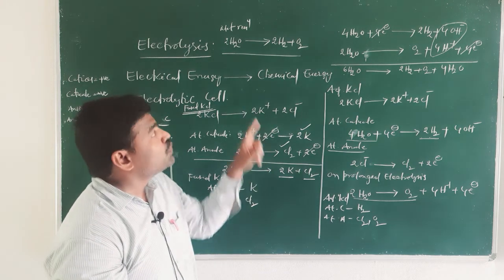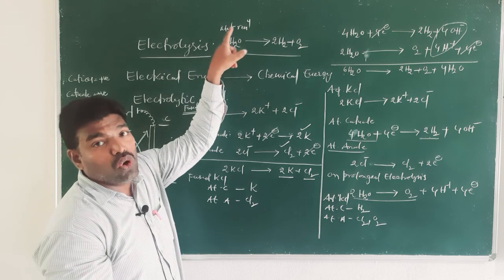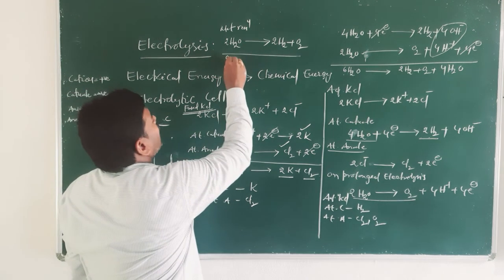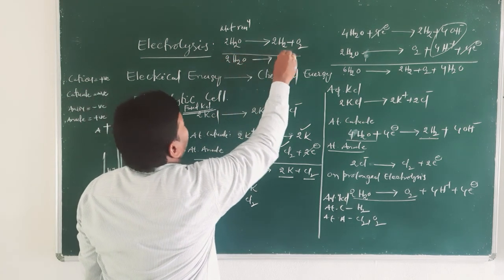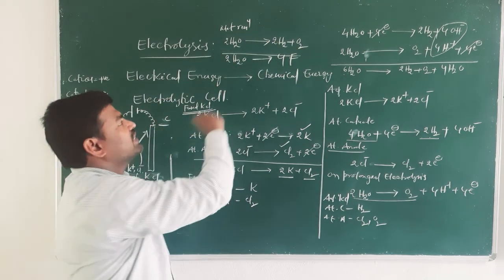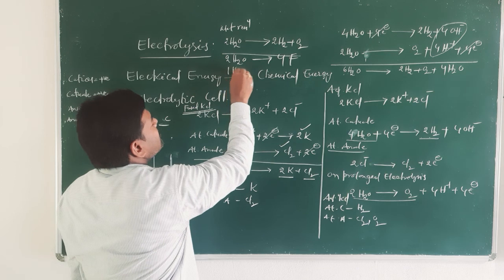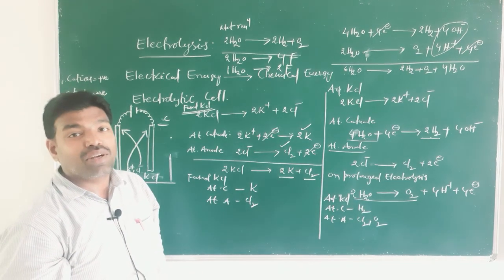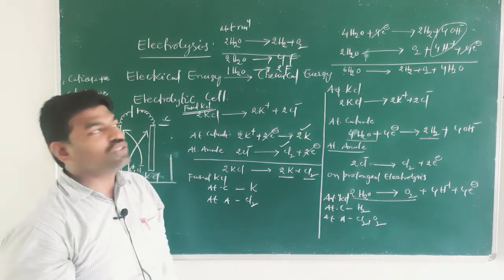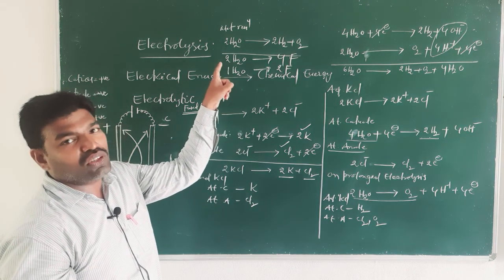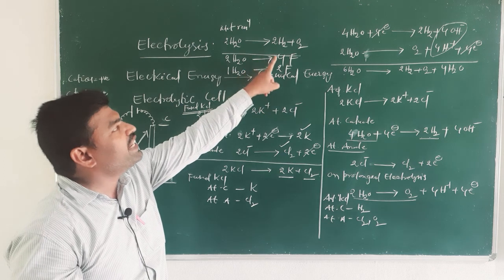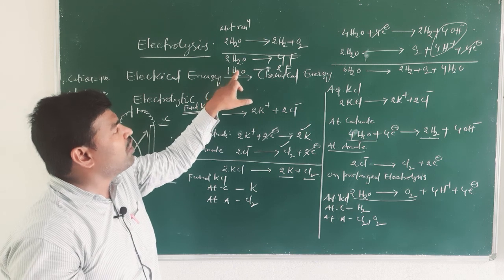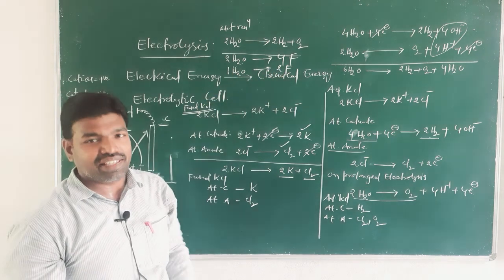So that's why 2 water molecules require 4 Faradays of electricity, and 1 water molecule requires 2 Faradays of electric current to undergo electrolysis. So for the electrolysis of 2 water molecules we need 4 Faradays of electricity, right. So for electrolysis of 1 mole of water we need 2 Faradays of electricity, okay.